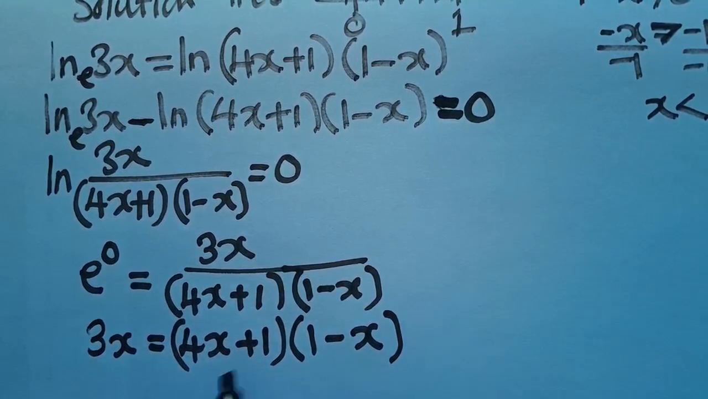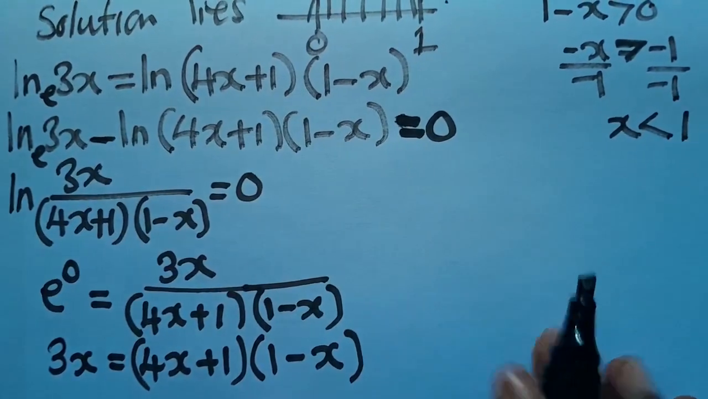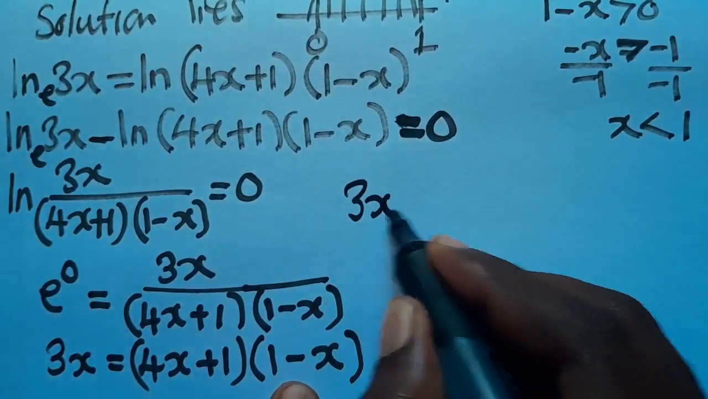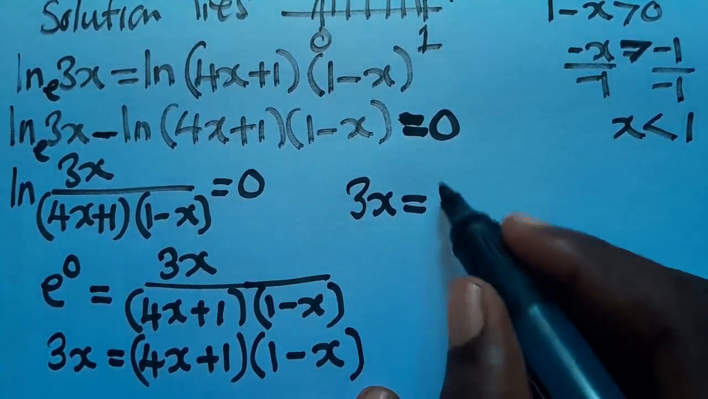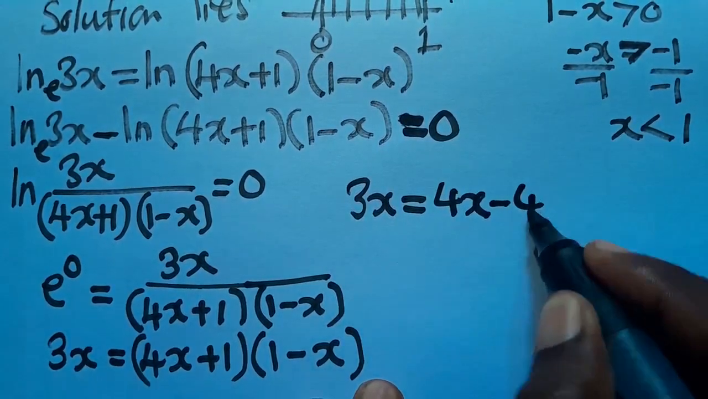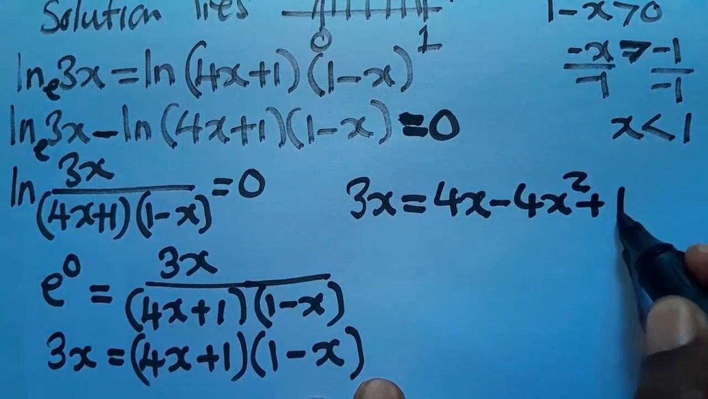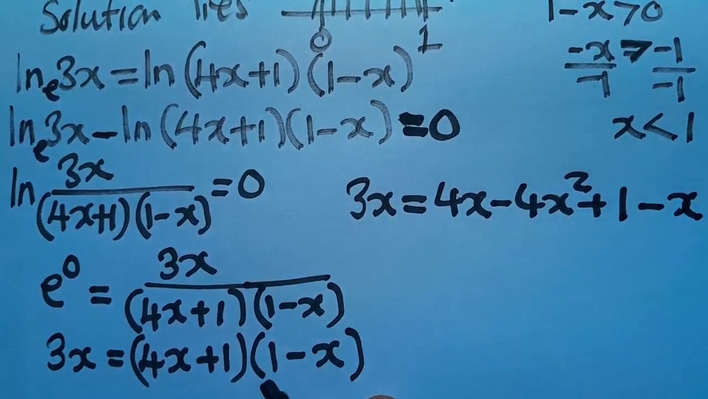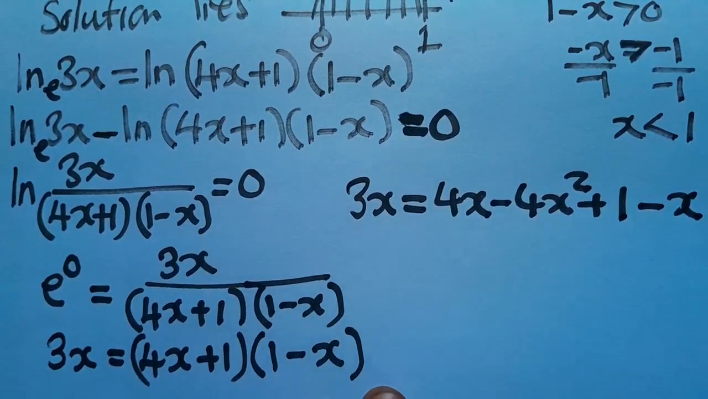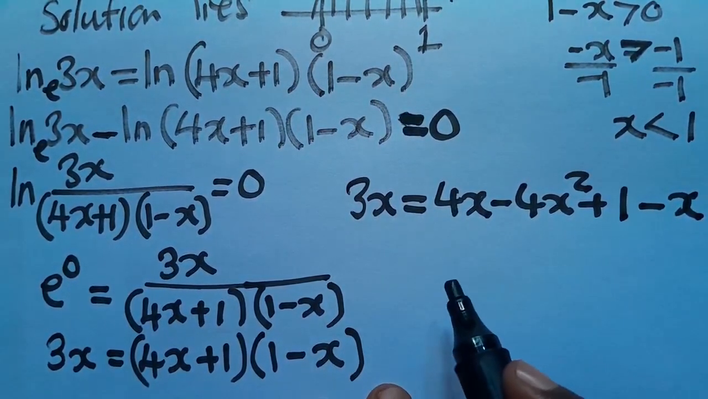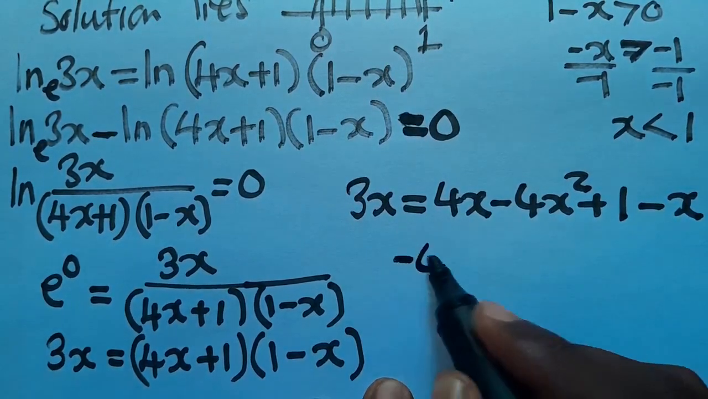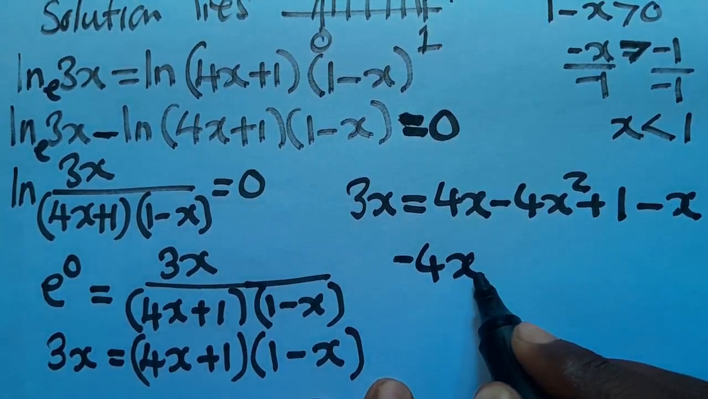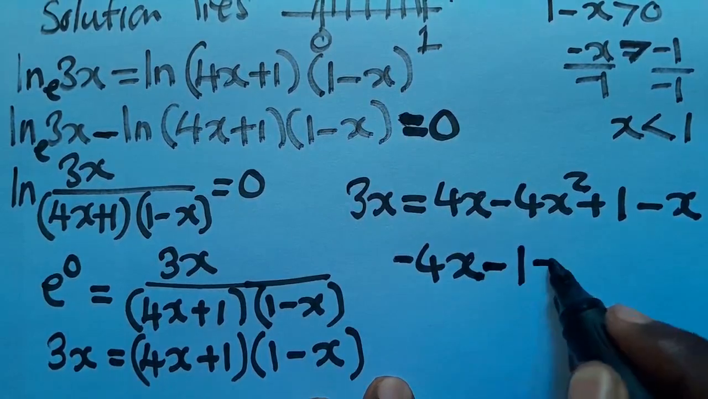After doing this, make sure that you expand this part. So when you expand that part, what are you going to have? You are going to have 3x is equal to 4x minus 4x squared plus 1 minus x when you expand this. Then when you work out everything, you are going to have negative 4x minus 1 equal to 0.